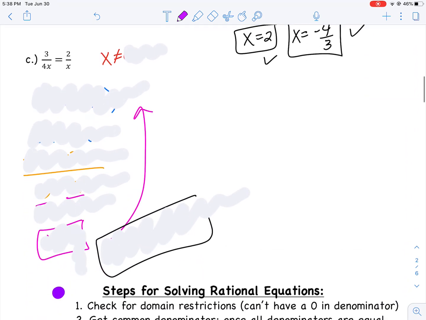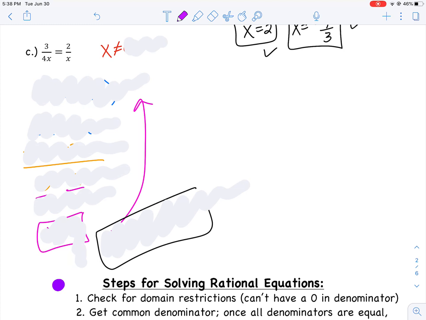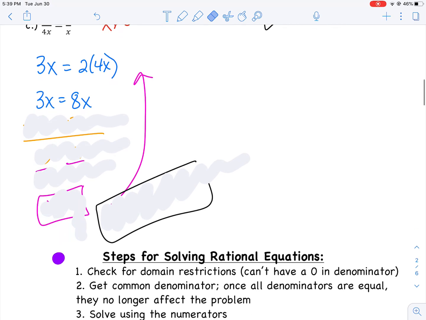All right. Last one here, I have two fractions, again, not set equal to 0, but set equal to each other. So I have a proportion. Let's double check to see what my domain restrictions are by setting each of these denominators equal to 0. And so it looks like x cannot equal 0. So anything should work except for 0. All right, let's cross multiply. I can do 3 times x and set that equal to 2 times 4x. I end up getting 3x is equal to 8x.